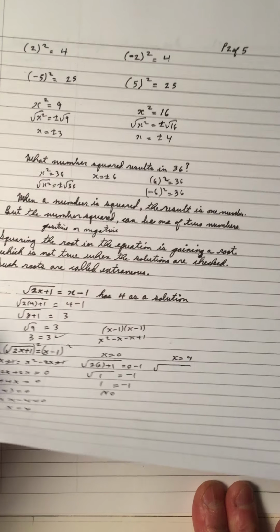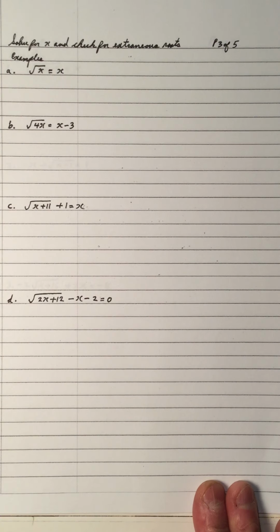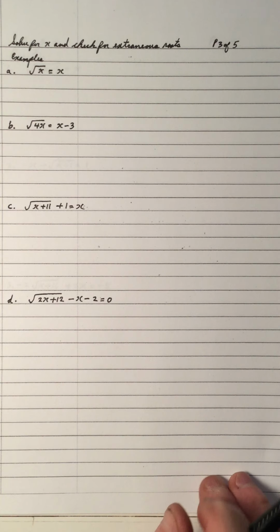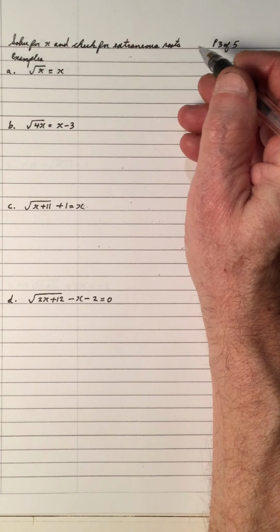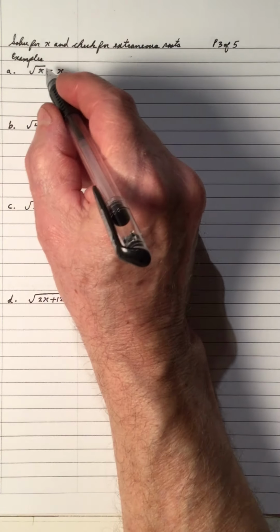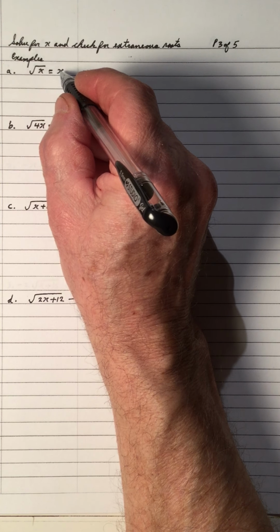That means you could be gaining a root. And that root that you're gaining, you've got to be careful to check it to make sure it fits. Solve for x and check for extraneous roots. Here we go. Root x equals x.